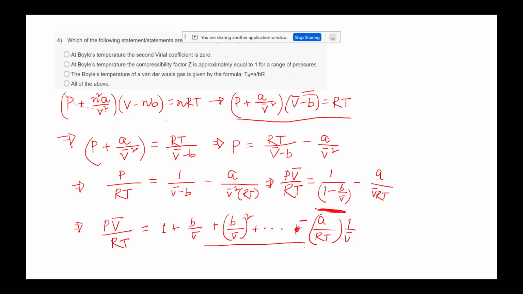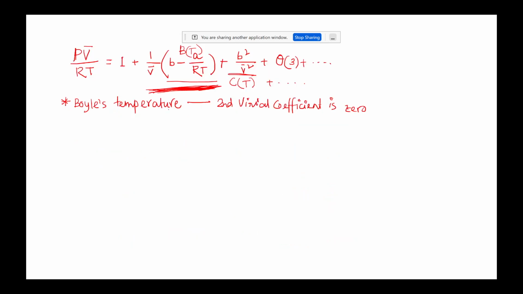Now this says at Boyle's temperature the compressibility factor Z is approximately equal to 1 for a range of pressures. Why is that so? Since pressure is related to volume, the leading order contribution comes from this term, and higher order terms will contribute very little. If this coefficient is 0, we get 0 from this expression, and there will remain only 1, and other contributions are very negligible, because when P becomes very large, the square terms are also larger in the denominator, so they become negligible.